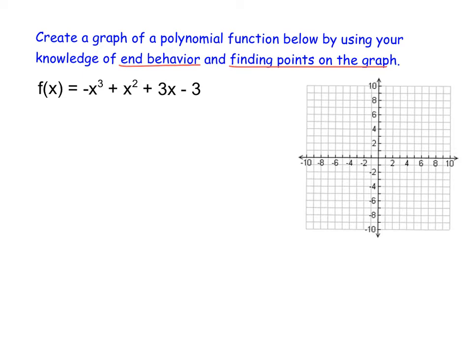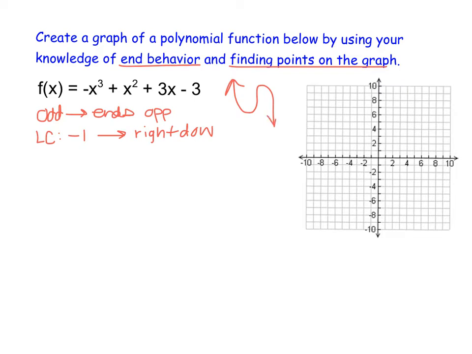So, to begin, let's look at the fact that this is an odd function because the highest power is 3. And as a result, the ends are going to point in opposite directions. Then from here, because the leading coefficient is a -1, that tells me that the right side of the graph is going to point downwards. So this graph is going to look something like this. It's not exactly that, but it's going to have one side going downwards, one side going upwards, with the side going downwards being the right side.